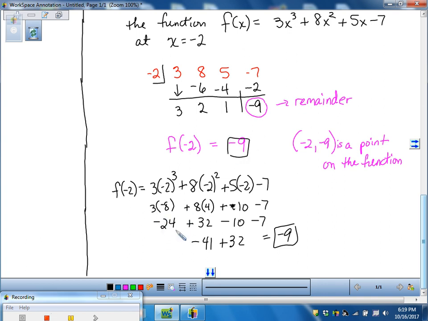So you can decide which way is easier. I personally think that synthetic division is an easier way to figure out the value of the function at negative 2. Alright, that's your remainder theorem. Go ahead and copy that down, and we'll continue on with our next example.